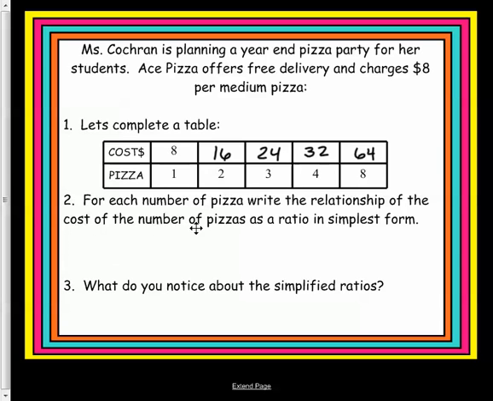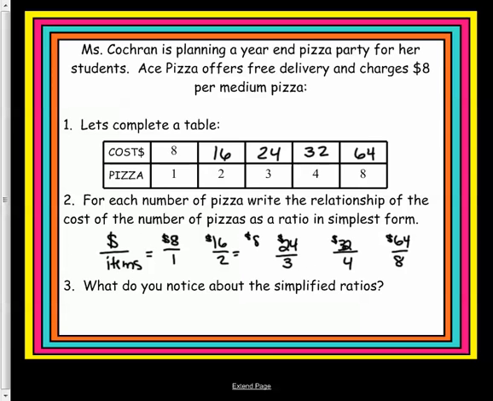So for each number of pizzas, write the relationship of the cost of the number of pizzas as a ratio. And remember, we always do money over items when we're writing these. So in this case, let's write a ratio for each one of these. So what do we notice about each of these ratios? If we simplify them, they all become $8 over 1.